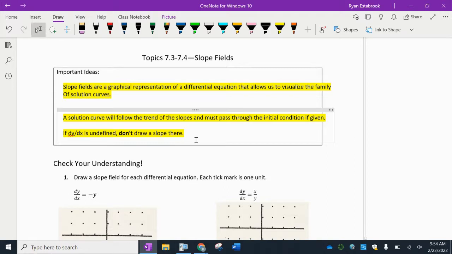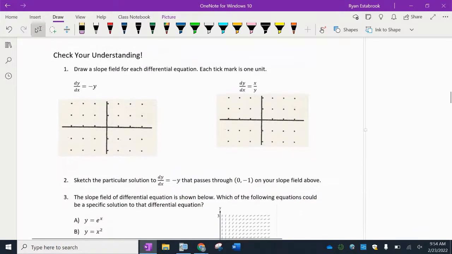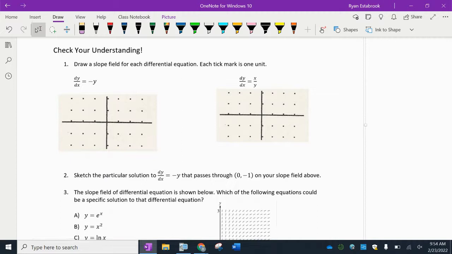Okay, so these are our main points. Check your understanding. So on the first page, we had one where the differential equation dy/dx was equal to 2x. So all those columns were the same. The derivative was only in terms of the x value. Now dy/dx is equal to negative y, which means the x value doesn't matter for the slope, for that derivative. It's just the y value.